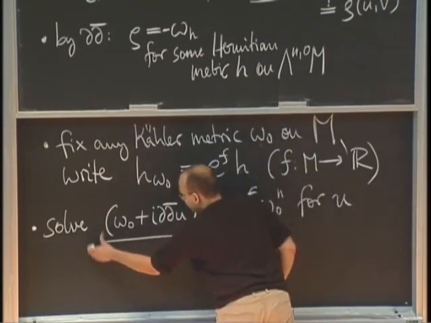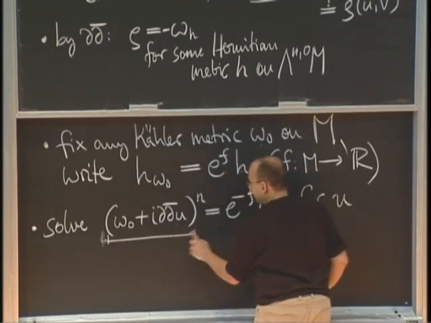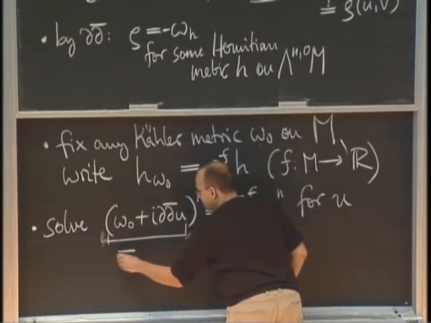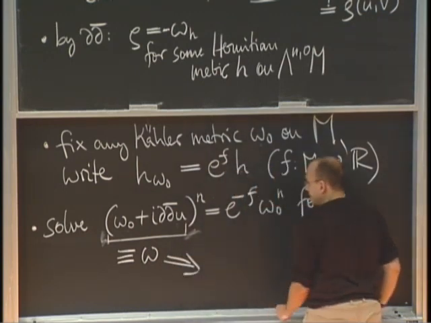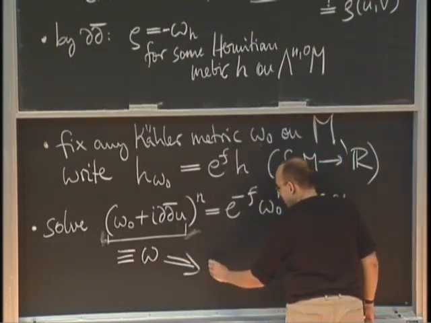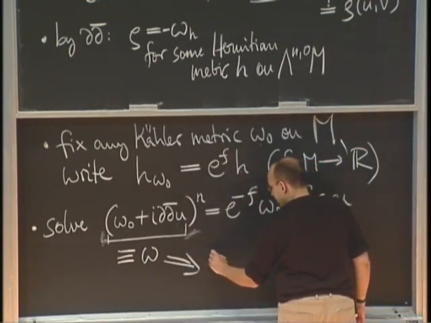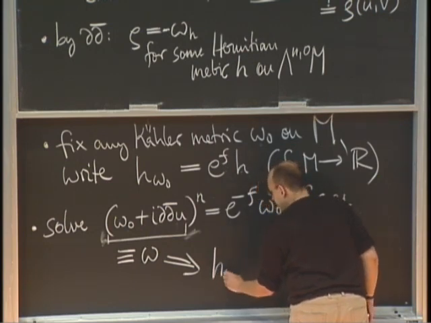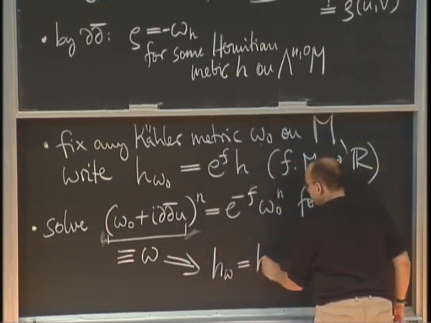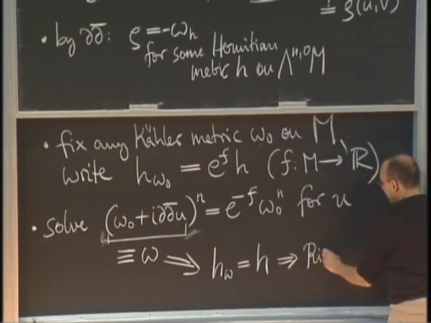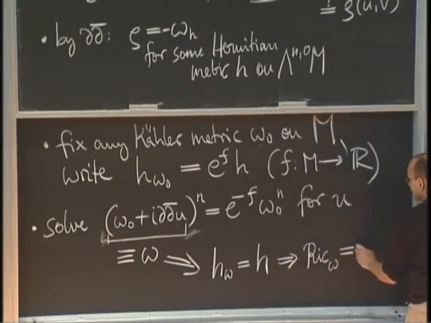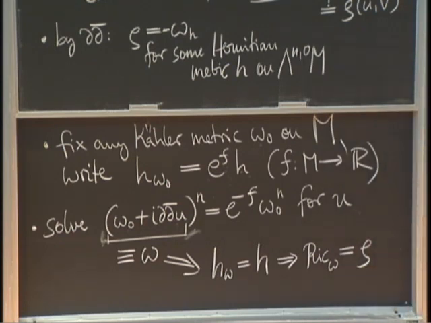So if I take this corrected Kähler form to be omega, then it's actually going to be true that h sub omega is equal to h. So the Ricci curvature associated with omega is equal to the given form rho.